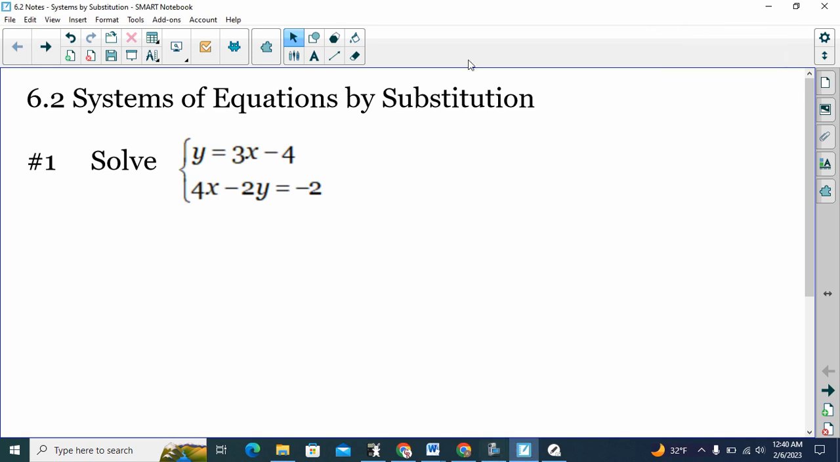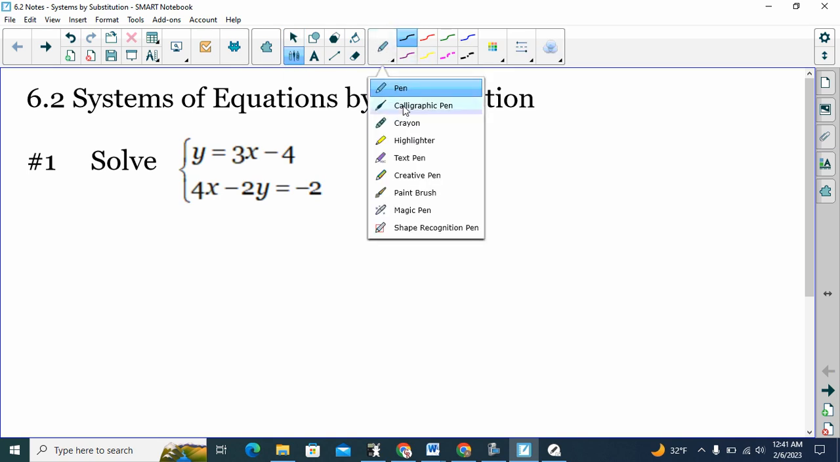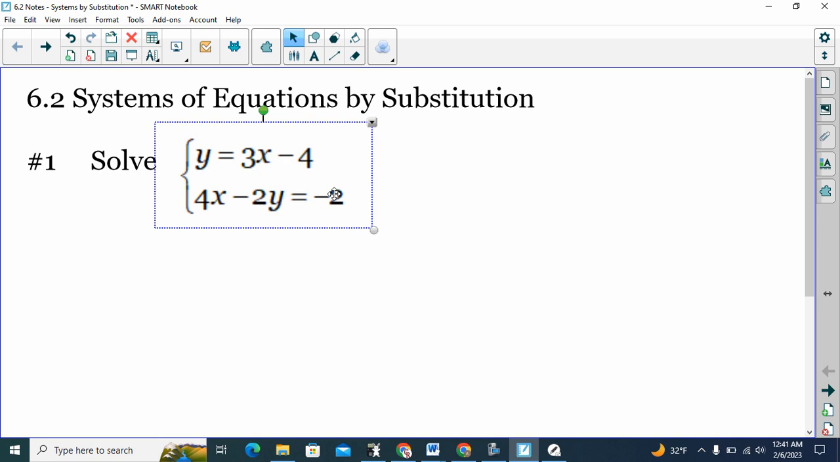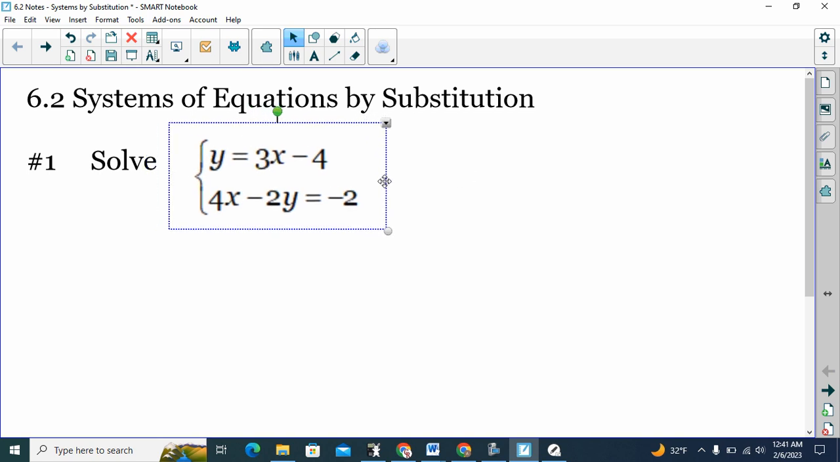Today's notes are from section 6.2, which is titled Systems of Equations by Substitution. There are three ways to solve systems of equations. We learned the first of those three ways last class. That was by graphing. Graph the two lines, see where they cross. Today we are learning how to solve them by substituting.